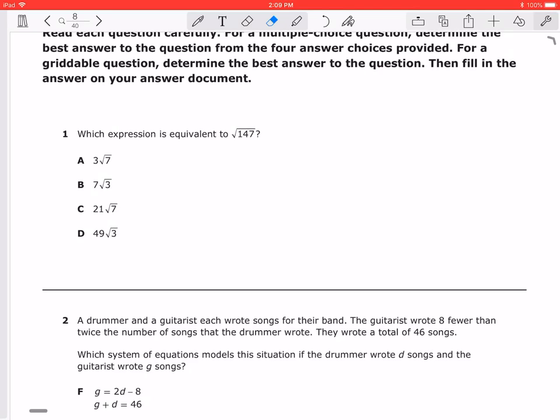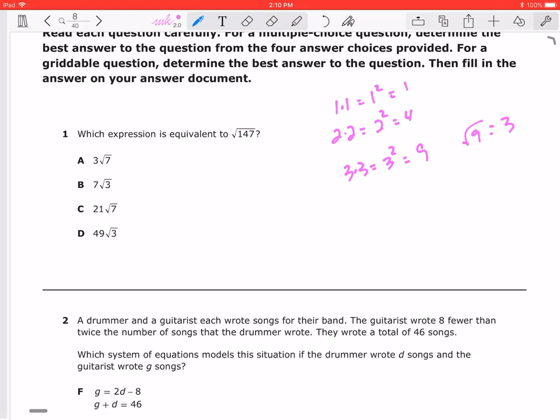Question number 1, which expression is equivalent to the square root of 147? Well, 147 is not a perfect square. But I want to look at the perfect squares that go into 147. We know that 1 times 1 is equal to 1 squared. And we have 2 times 2, which is equal to 2 squared, which is equal to 4. Okay, and we have 3 times 3 is equal to 3 squared, which is equal to 9. So I know that if I would take the square root of 9, that would be equal to 3. The exponent and the radical cancel out.